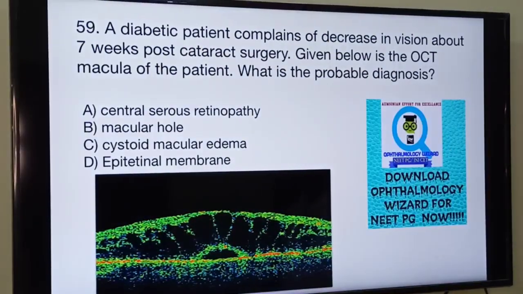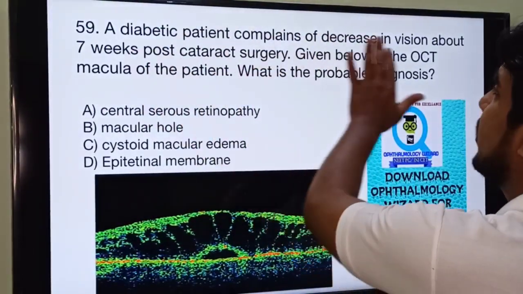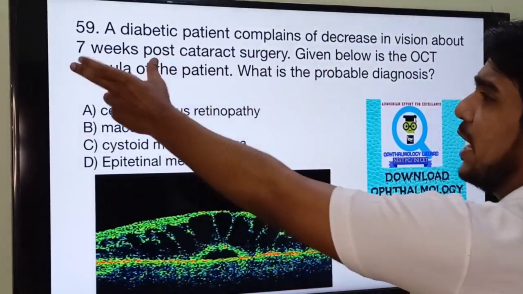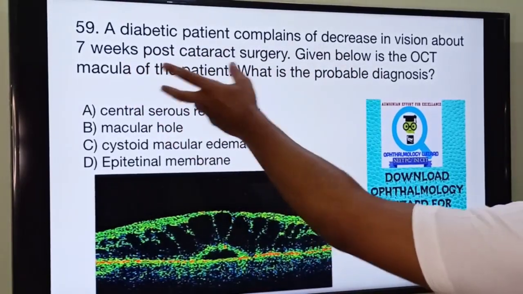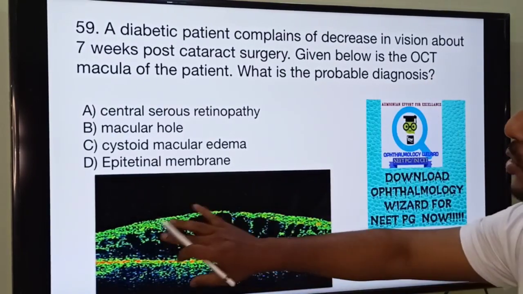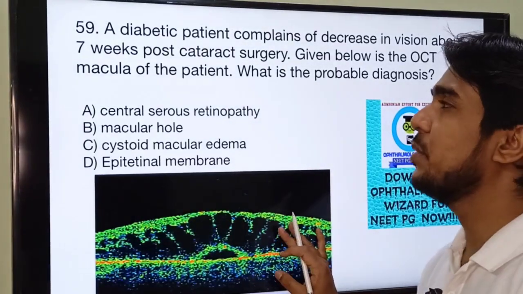Now what is question number 59 telling you? A diabetic patient complains of decrease in vision about 7 weeks post cataract surgery. Post cataract surgery there is a decrease in the vision. Given below is the OCT. What should be the answer?